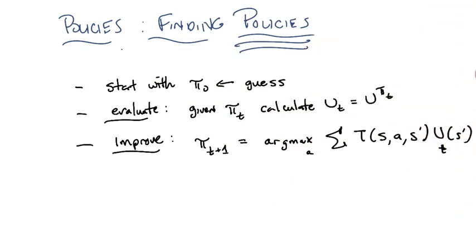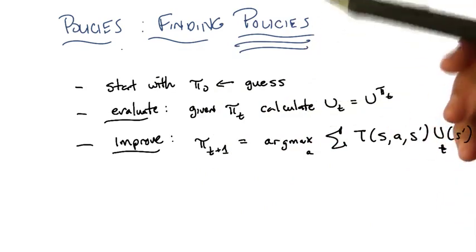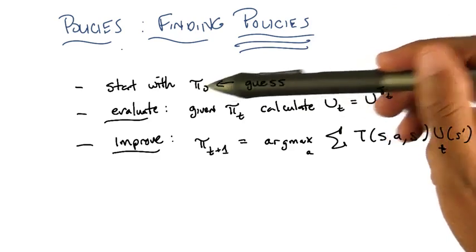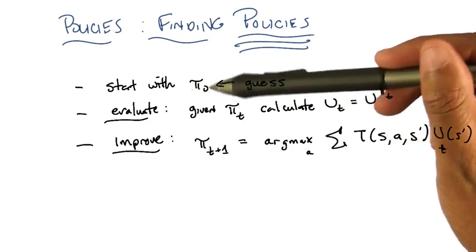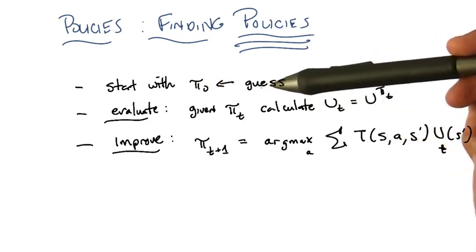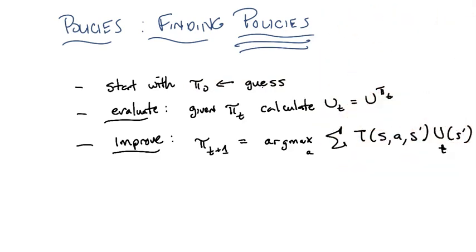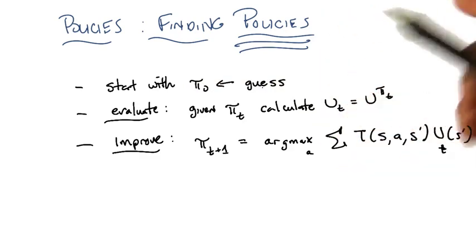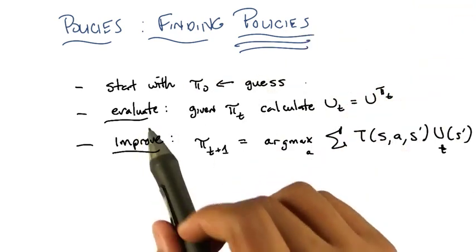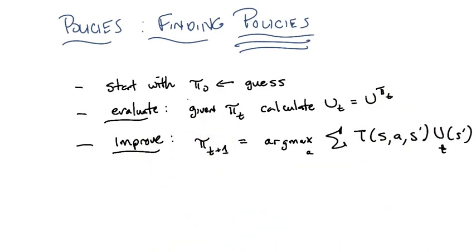So here's a little sketch of an algorithm, okay? It's going to look a lot like value iteration. We are going to start with some initial policy, let's call it pi sub 0, and that's just going to be a guess. So it's just going to be an arbitrary setting of actions that you should take in different states. Then we're going to evaluate how good that policy is.